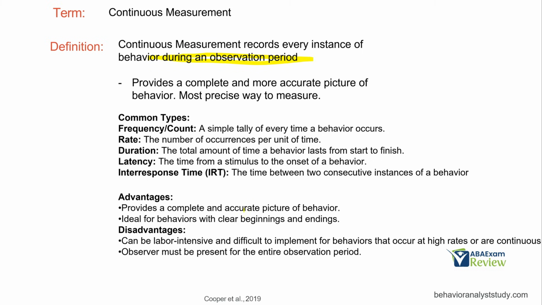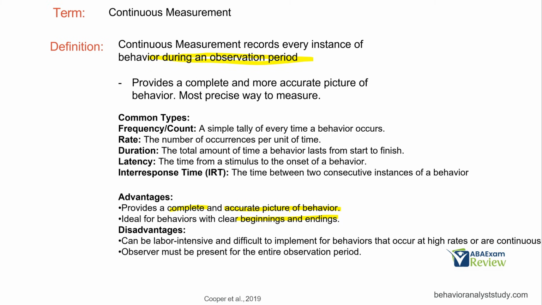So what are some advantages? The most important advantage, it's going to give a complete and accurate picture of behavior. We're going to know more or less exactly how often or how long that behavior is occurring. Clear beginnings and ends, it's ideal for, right? If we don't know the clear beginning or clear end, it's much more difficult to, let's say, take a frequency, right, or a duration. But if we do have a clear beginning and end, and they're very discrete, then continuous measurement is great.